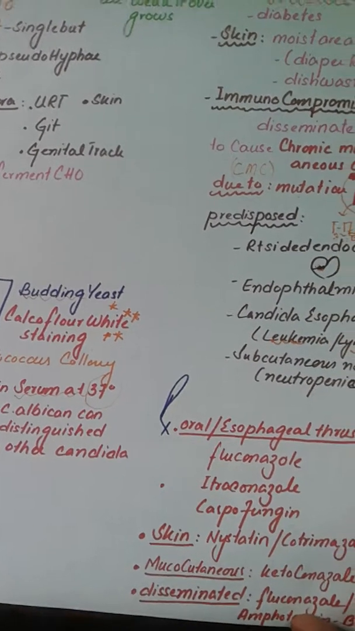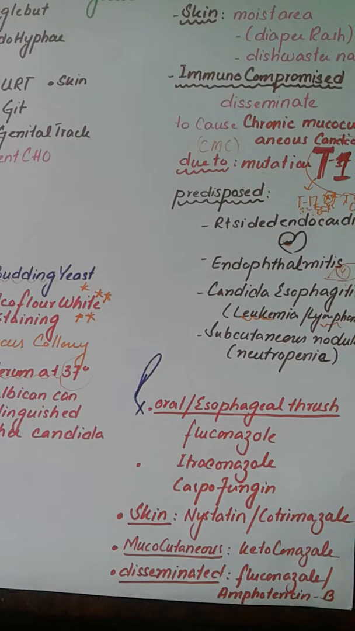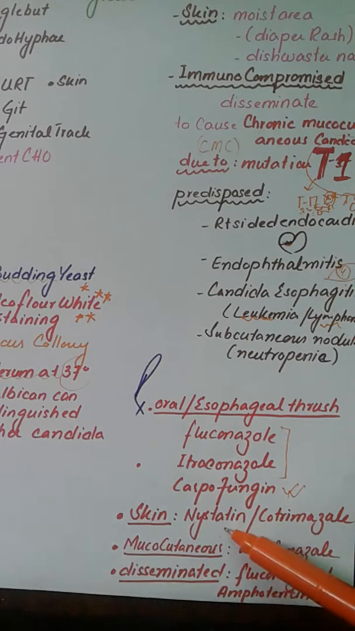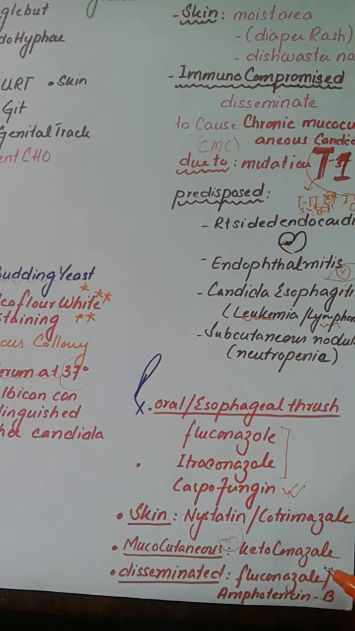Now, how do you treat Candida? Oral thrush is quite common and quite prominent because Candida is a part of your normal flora, and from time to time we become immunocompromised or immunodeficient, so this oral thrush grows. In such patients, we advise fluconazole, itraconazole, or caspofungin in severe cases if this is not resolving. In skin cases, we give the patient nystatin or cotrimoxazole, or in mucocutaneous cases, if it is involving your oral mucosa, what we give the patient is ketoconazole or clotrimazole.